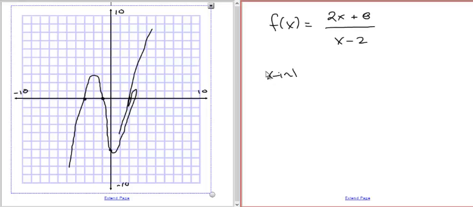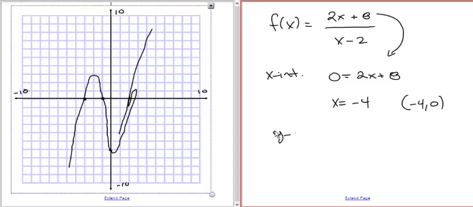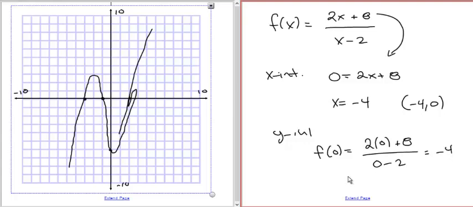The x-intercept. You set the numerator equal to 0. Okay. So if you solve for x, you'll get x is negative 4. So that's the x-intercept. It's (-4, 0). The y-intercept, that's f of 0. So you get 2 times 0 plus 8 divided by 0 minus 2, which is also negative 4, but it's y. So there it's (0, -4). So that's my y-intercept.